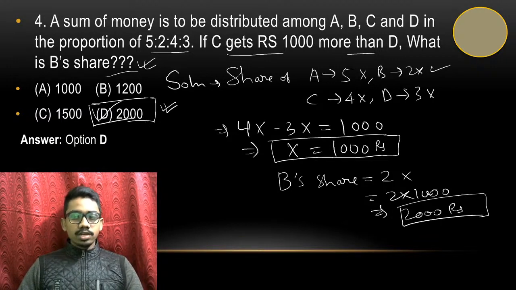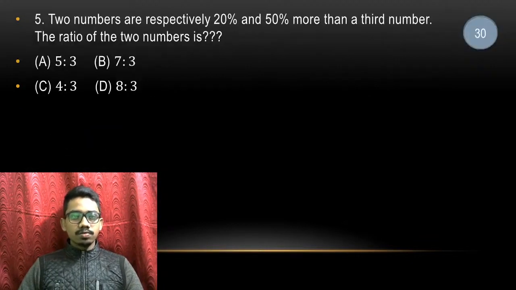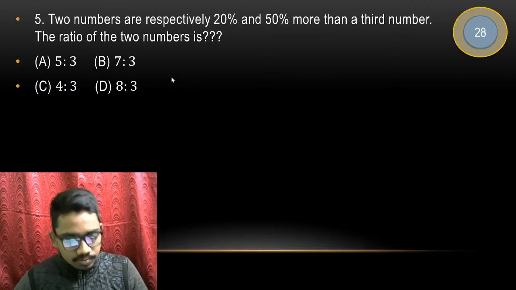So moving on to the next question, guys. Let's solve question number 5. Two numbers are respectively 20% and 50% more than a third number. The ratio between the two numbers is, your time starts now. Be very quick.